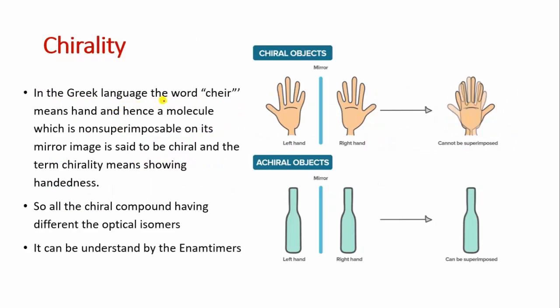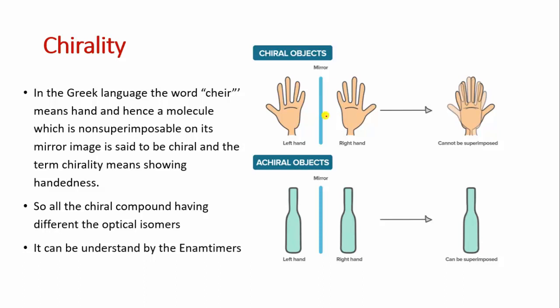Chirality comes from the Greek word chair, which means hand. Hence the molecule which is non-superimposable on its mirror image is said to be chiral, and the term chirality means showing handedness. So all chiral compounds have different optical isomers. It can be understood by the enantiomer.